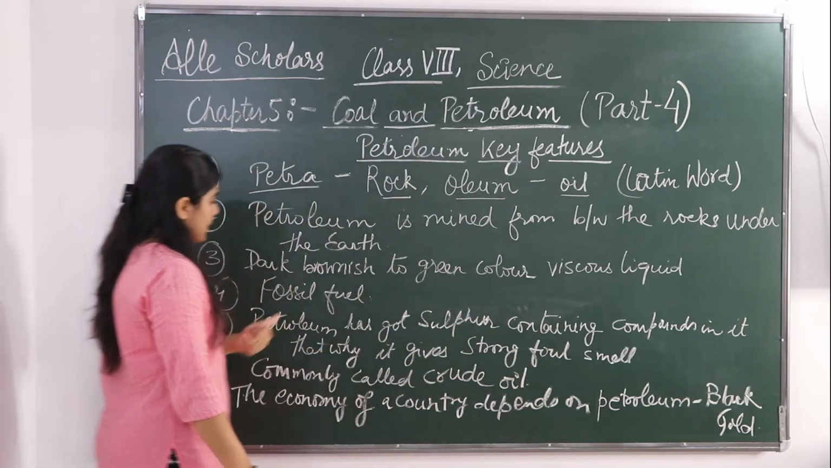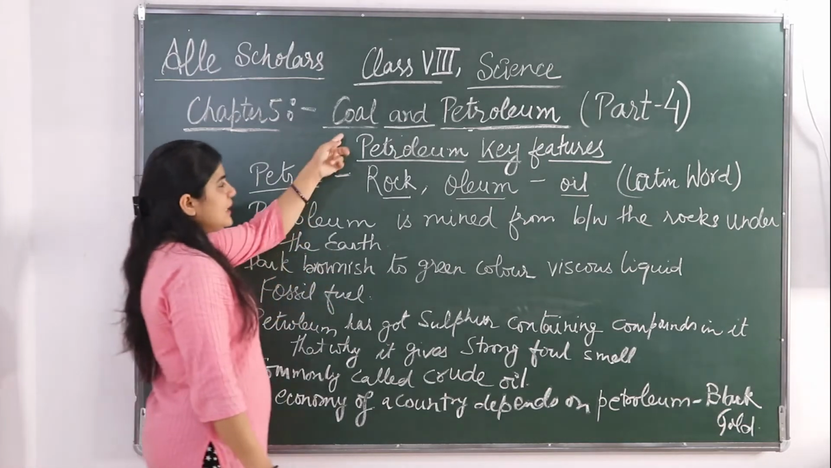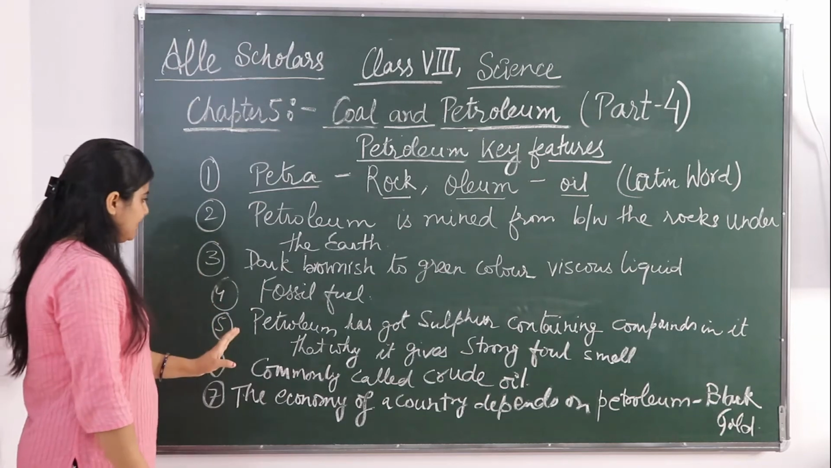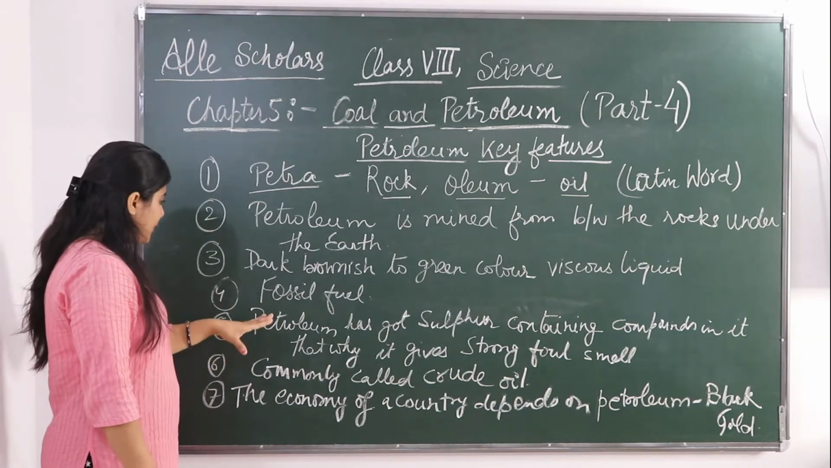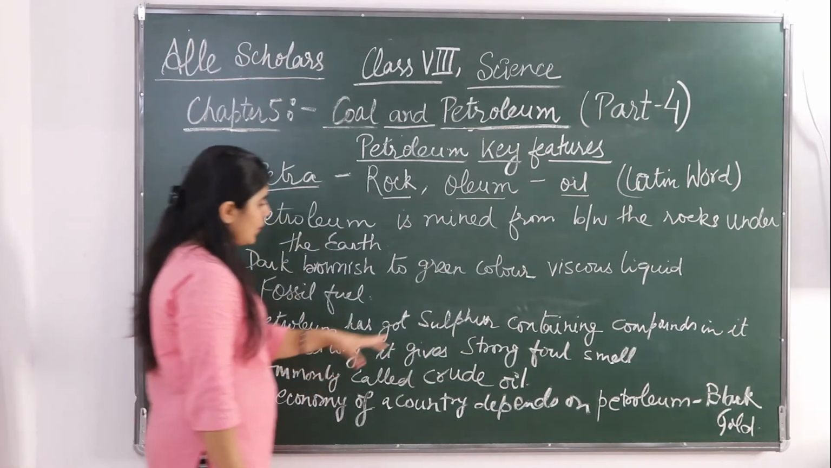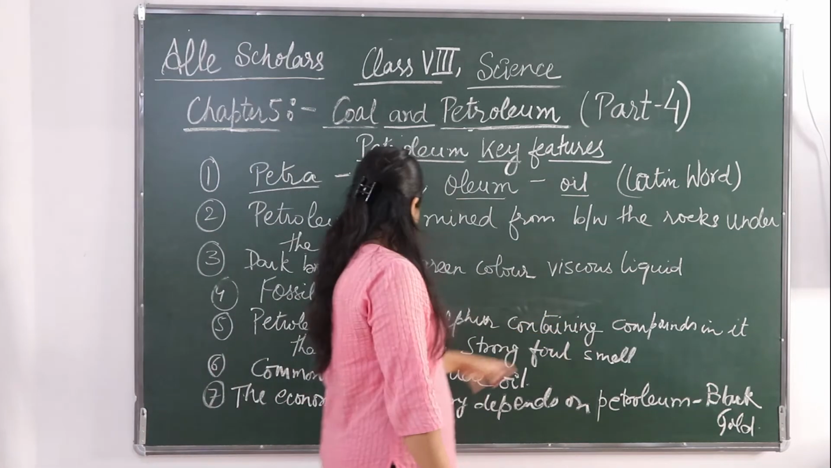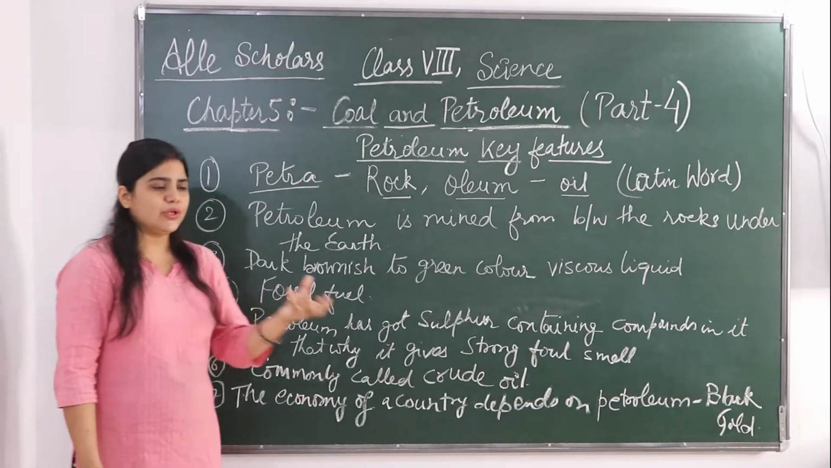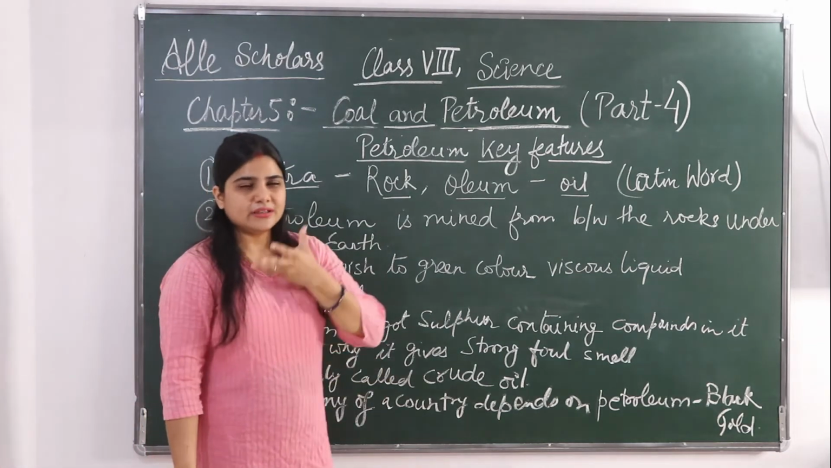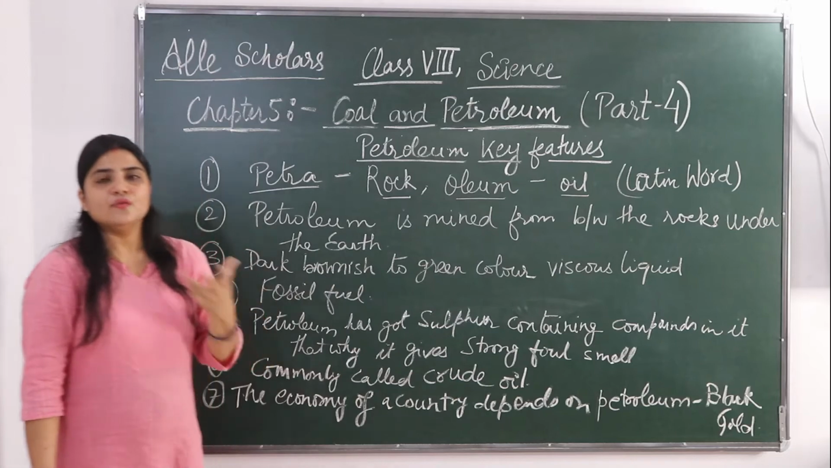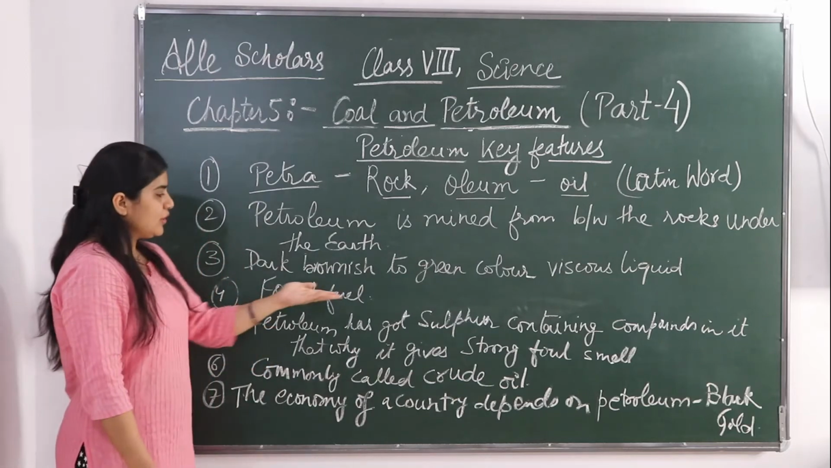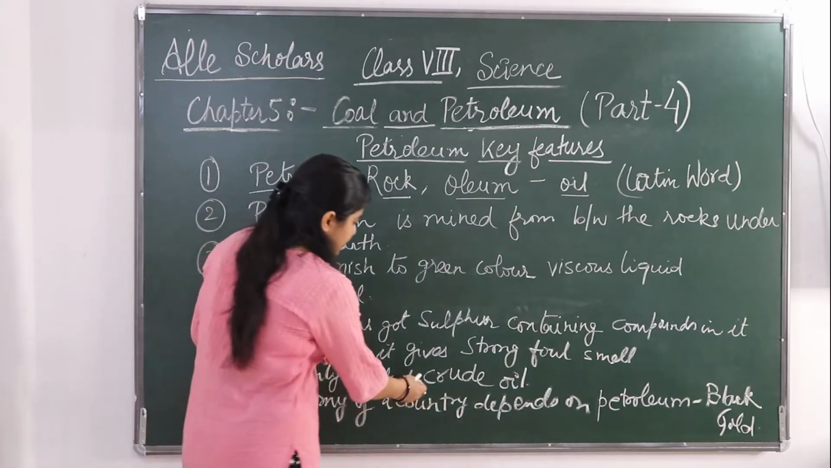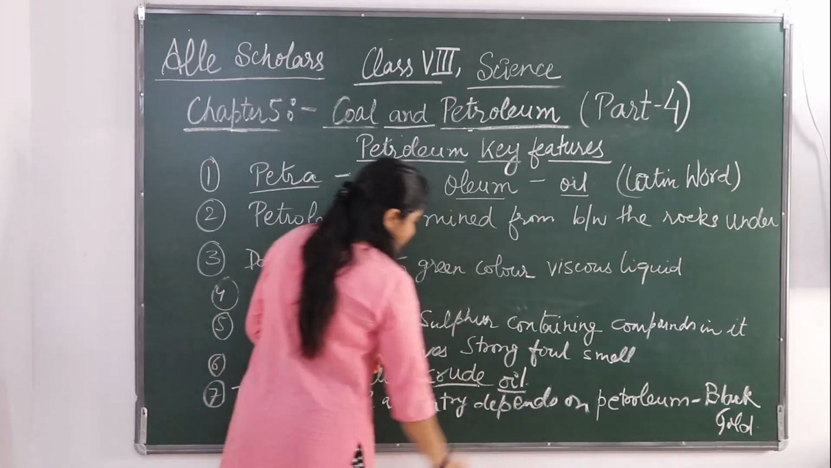It's a viscous liquid. It's a fossil fuel, like the way we have seen that coal is a fossil fuel. It's also a fossil fuel. Petroleum has got sulfur-containing compounds in it. That's why it gives a strong foul smell. आपने हमेशा देखा होगा जब भी कोई बाइक स्टार्ट करता है तो एक स्मेल आती है पेट्रोलियम की, वो क्यों होती है? That is because of sulfur containing compounds. It is commonly called as crude oil.